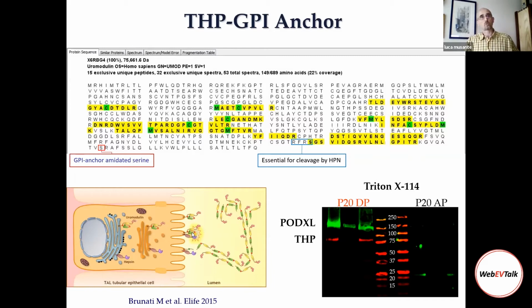Of course, we don't know anything else. We don't know what could be the biological role of this structure. And it can raise some questions in using THP as a soluble marker to check contamination. So it is a bit tricky.